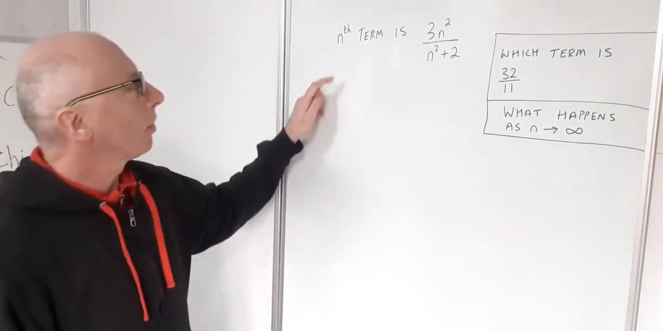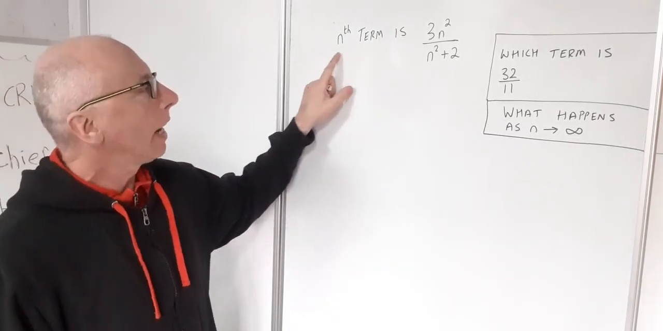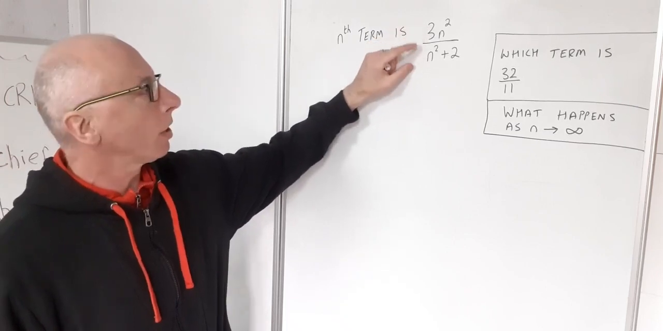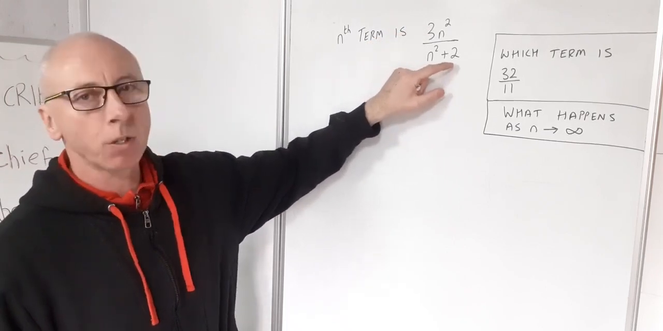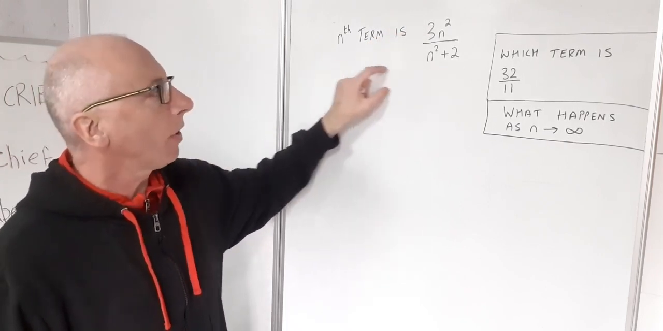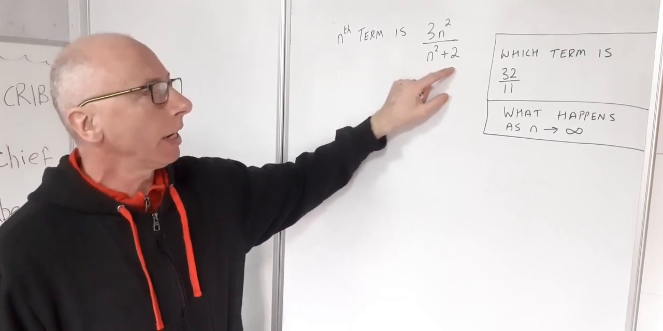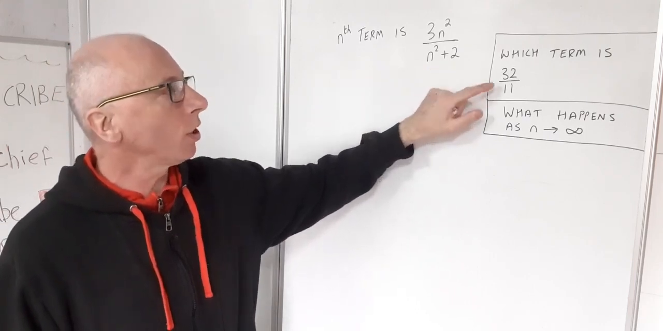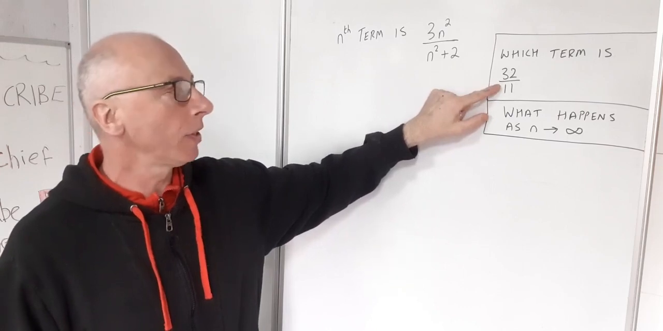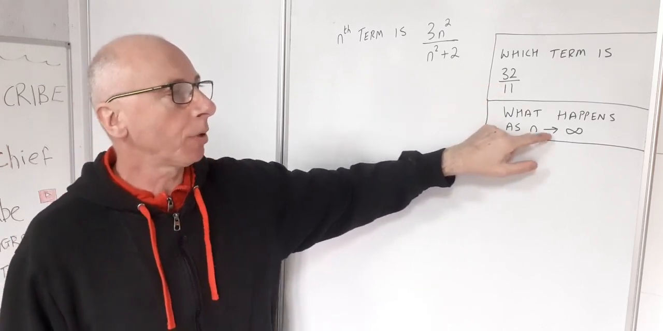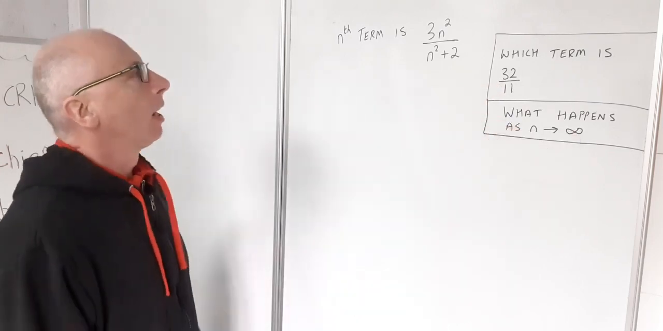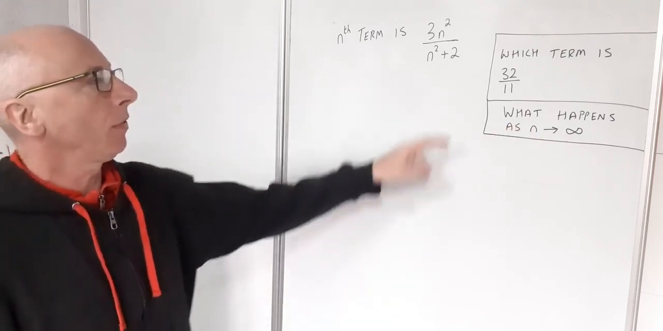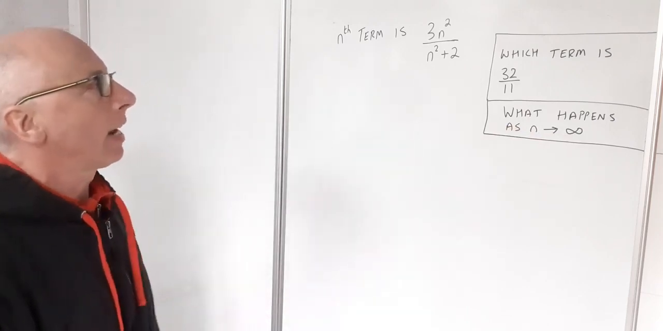So in this question here, I've got a sequence, and it's a bit of an odd looking sequence. I've got 3n squared divided by n squared plus 2. That's what defines my nth term. Now I want to know which term is 32 over 11 and what happens as n approaches infinity. Okay, let's have a look at the first bit. Which term is 32 over 11?